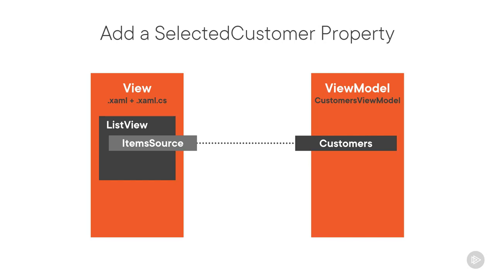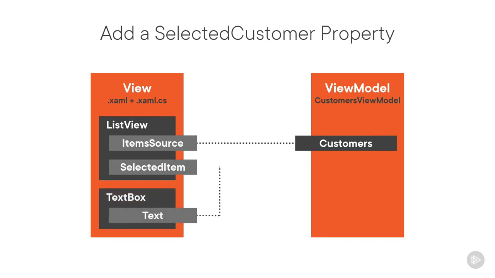In the previous clip, you bound the item source property of the list view to the customers property of the customers view model. The list view has a selected item property, and you bound the text property of a text box to that selected item property so that the first name of the selected customer is shown in the text box. But this data binding here is actually a bit of UI logic in XAML. The view model that should contain the UI logic has no idea which customer is selected in the view. So the question is, how can you bring that selection logic into the view model class?